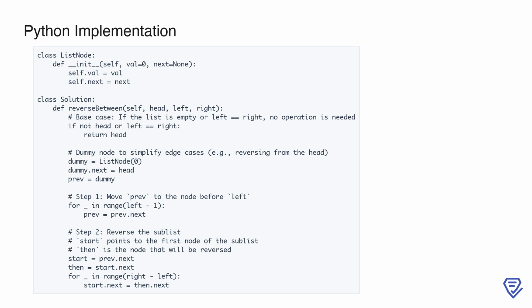The dummy node points to the head of the original list, and we initialize a previous pointer to this dummy node. The first step of the algorithm is to move the previous pointer to the node just before the left position. This is done using a loop that iterates left minus 1 times, advancing previous one node at a time. Once previous is correctly positioned, we prepare for the reversal by identifying two key pointers: start, which points to the first node of the sublist to be reversed, and then, which points to the node immediately after start. These pointers will help us in the actual reversal process.